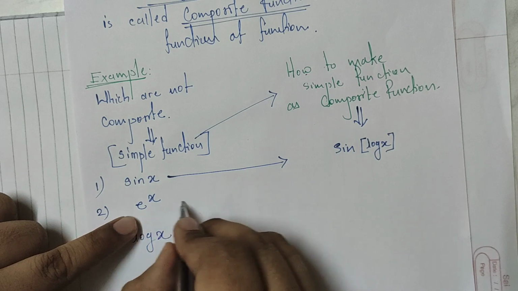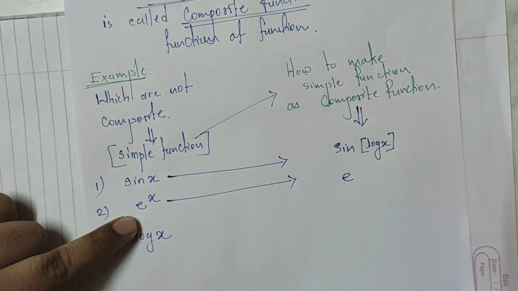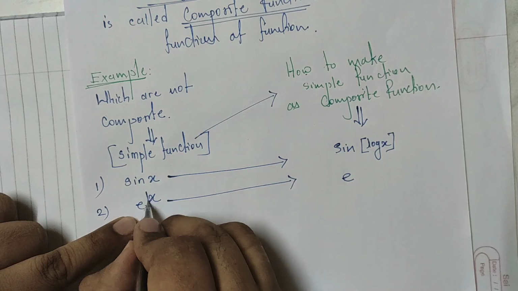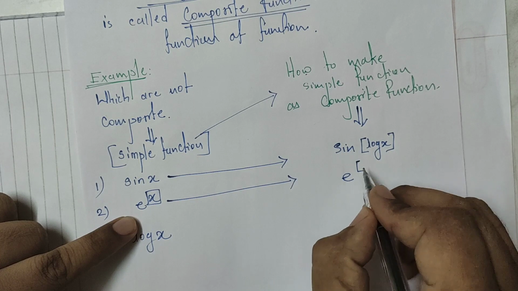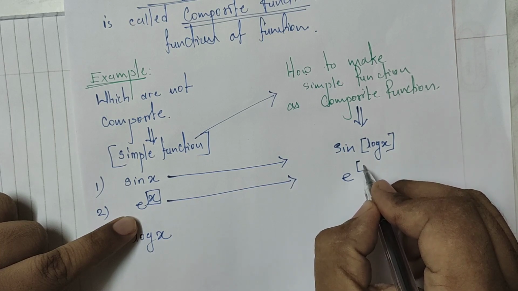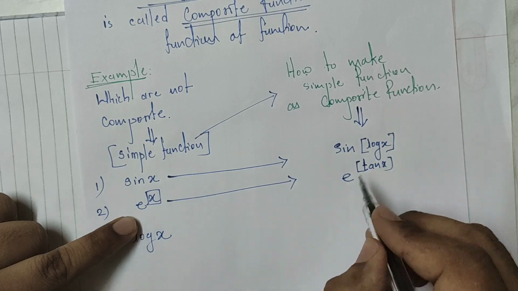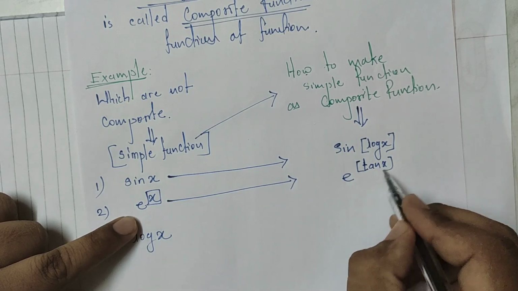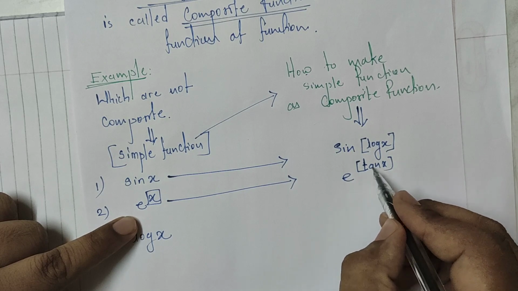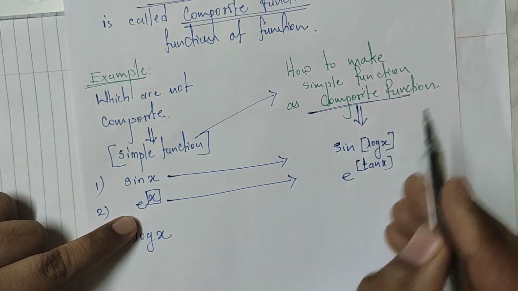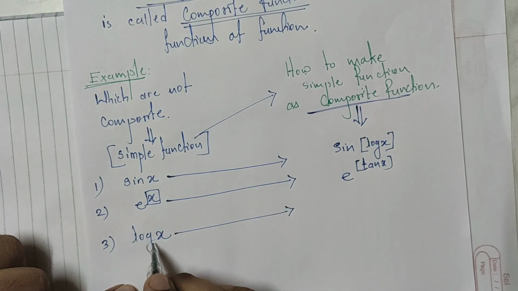Then the second example, e raised to x. How to make its composite? Here e is written as it is, and only x is replaced by any other function. Suppose I take e raised to tan x, which looks like the e raised to x function, but here it is not x, it is tan x. Therefore e raised to tan x is a composite function.